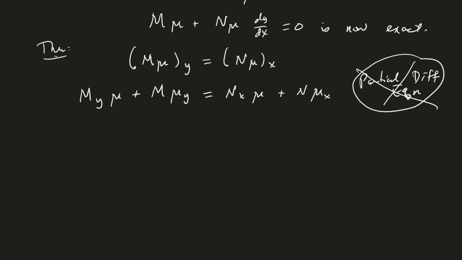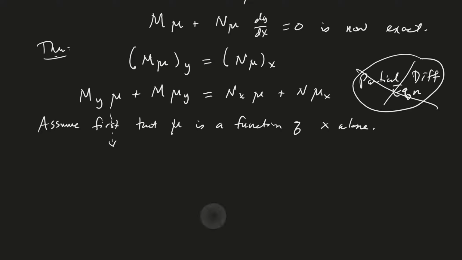Instead of trying to solve this, we will try to assume first that mu is a function of x alone. How does that simplify our equation? So I'm just rewriting our equation straight down here, and so we have our M_y mu plus mu_y now is going to be 0, and then we have our N_x times mu, and then this last expression becomes N times d mu over dx, right?